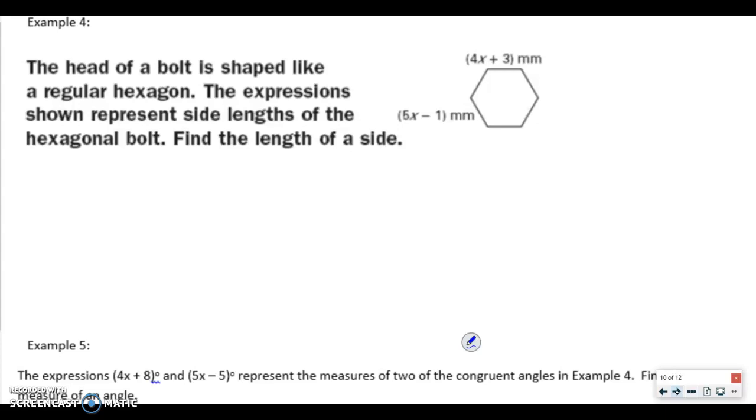All right, example number 4. The head of a bolt is shaped like a regular hexagon. The expressions shown represent side lengths of the hexagonal bolt. Find the length of a side. So we have our hexagon here. It tells us it is a regular hexagon. If it's a regular hexagon, I know all of my sides are congruent. And my angles would be congruent too.